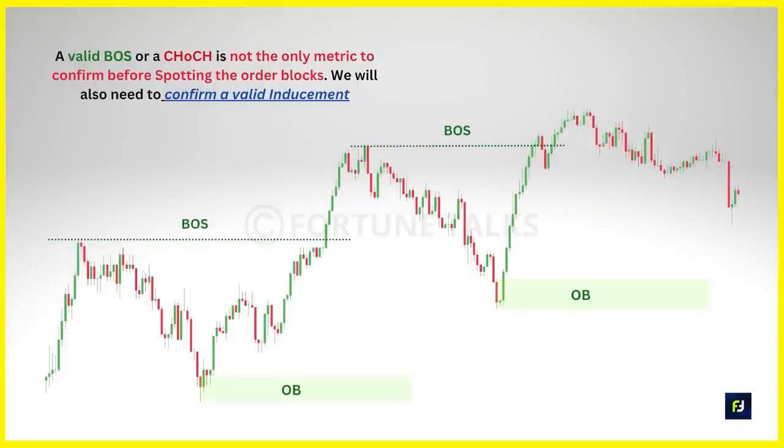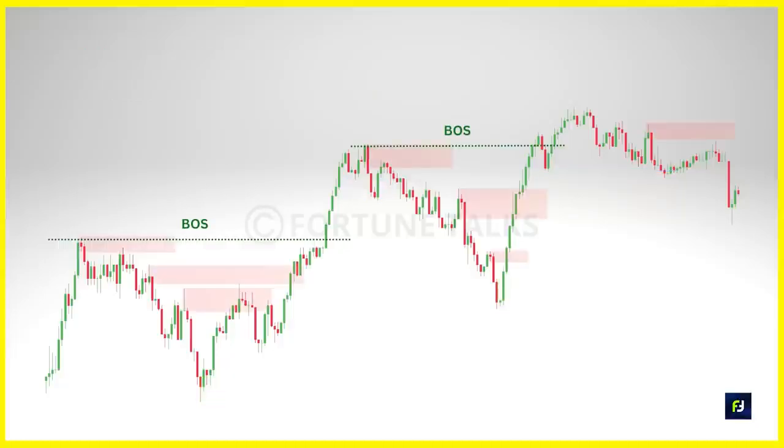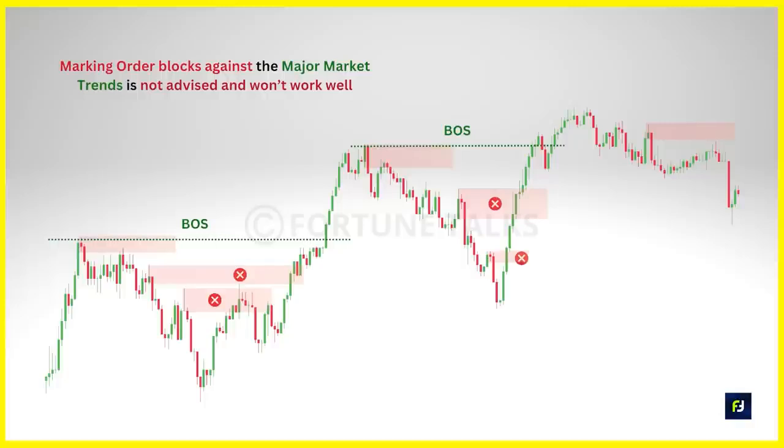But a valid break of structure or a change of character is not the only metric to confirm before spotting the order blocks. We also need to check for inducements. I have seen traders mark bearish order blocks on bullish market trends and vice versa on bearish trending markets. They are literally trying to grab the minor or internal swing moves. This may work on some occasions, but most often the price ends up breaking through these low probability order blocks.